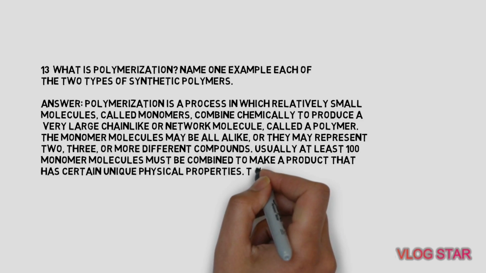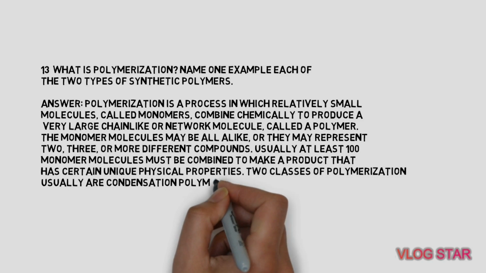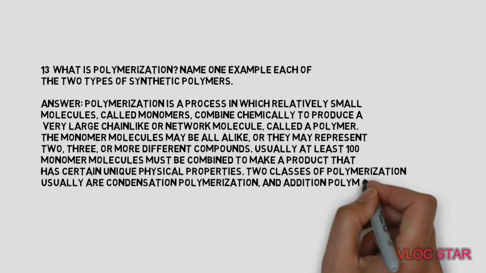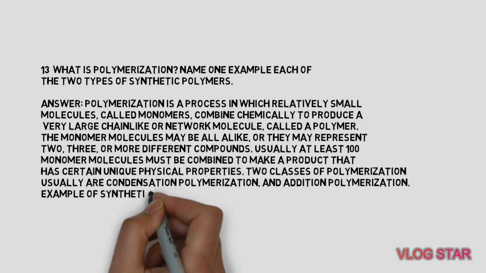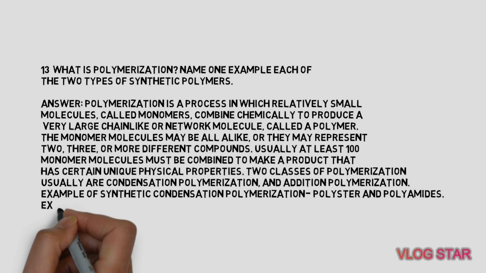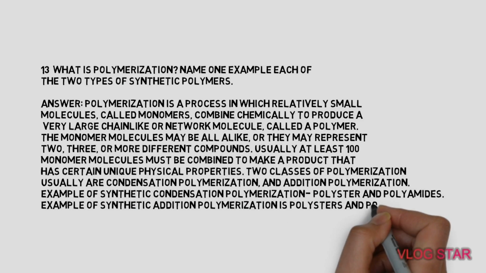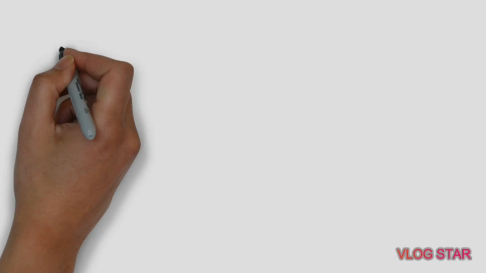Two classes of polymerization usually are condensation polymerization and addition polymerization. Example of synthetic condensation polymerization: polyester and polyamides. Example of synthetic addition polymerization is polyesters and polyamides.